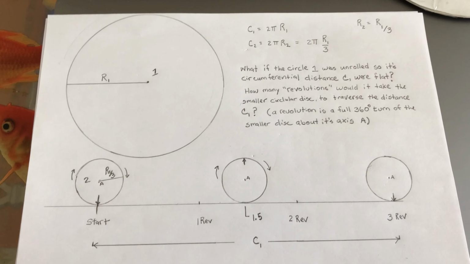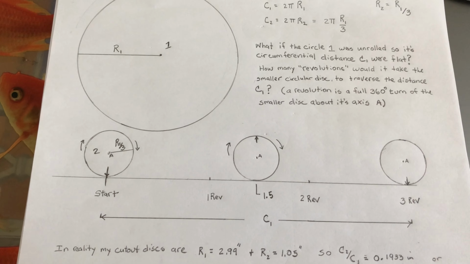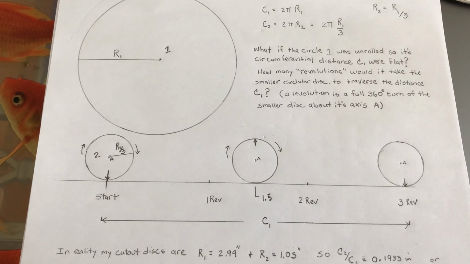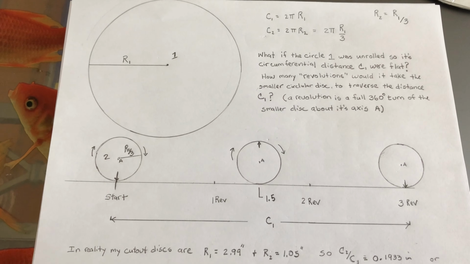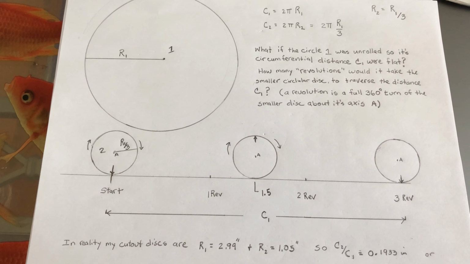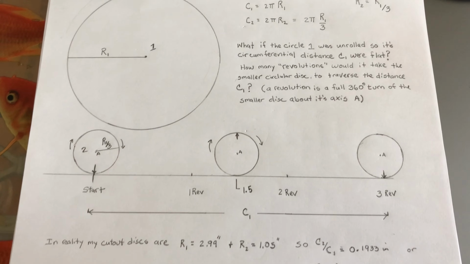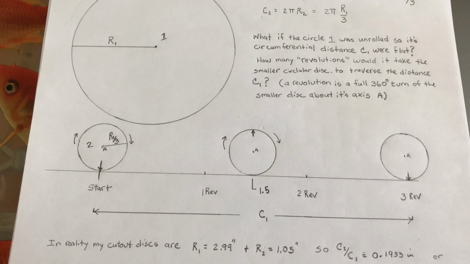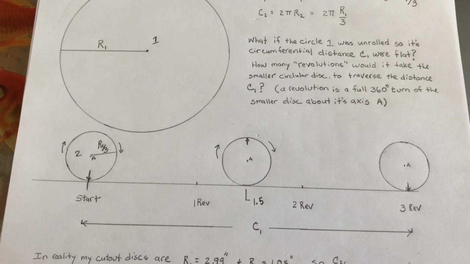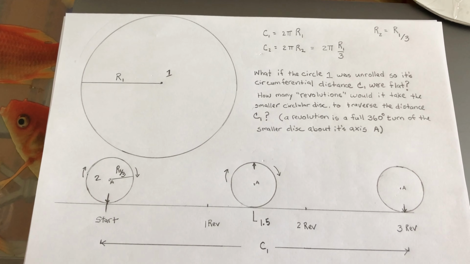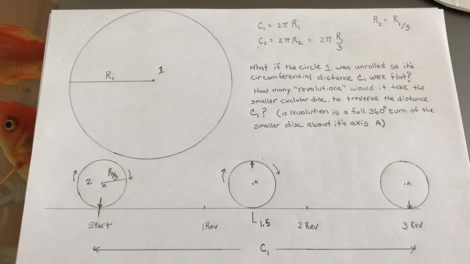And the answer, I claim, was 3, because the distance that the smaller disc has to traverse is 3 times the circumference of the smaller disc. In other words, the smaller disc has to make 3 complete turns in order to traverse the distance of the circumference of the larger disc.